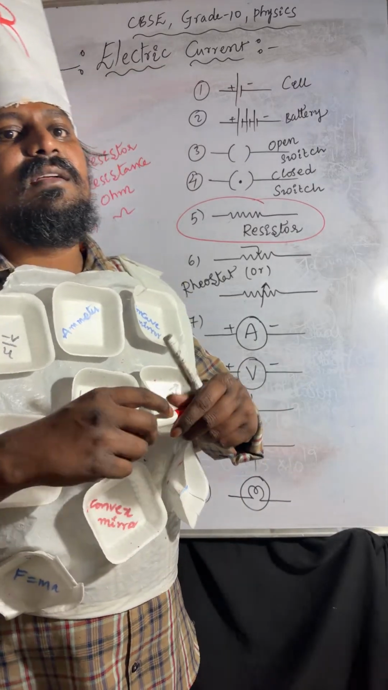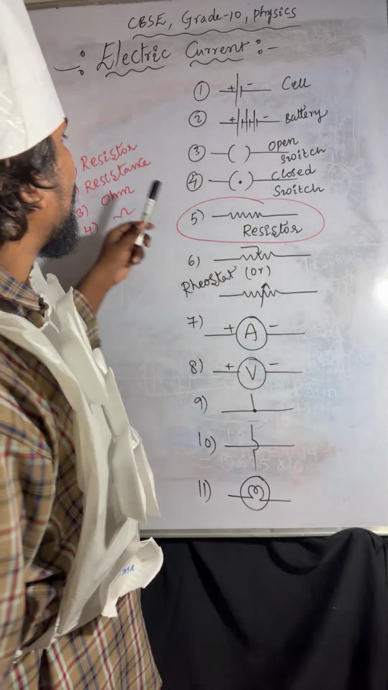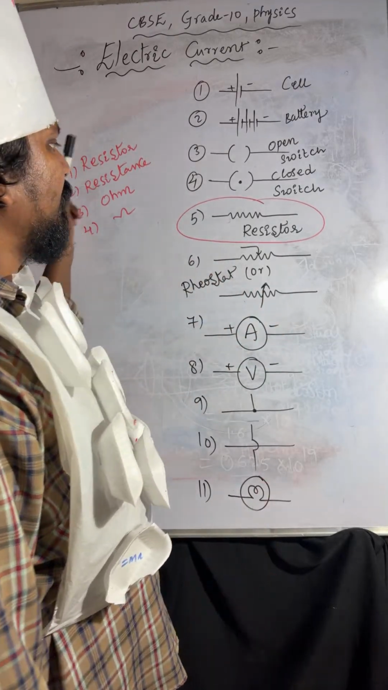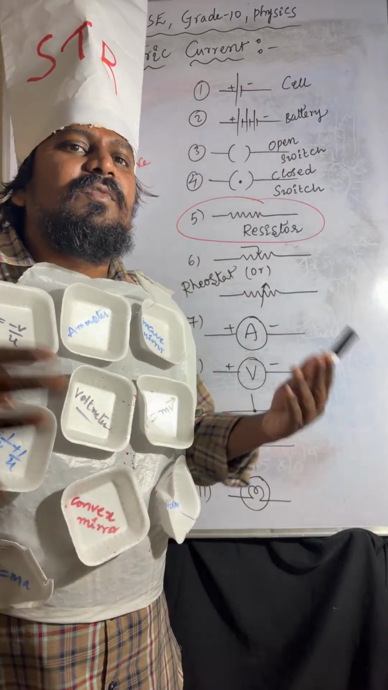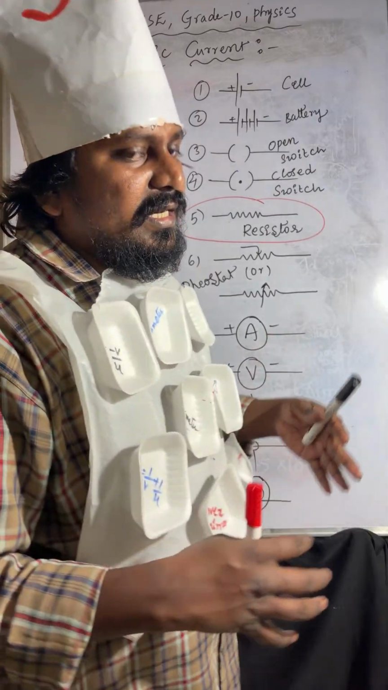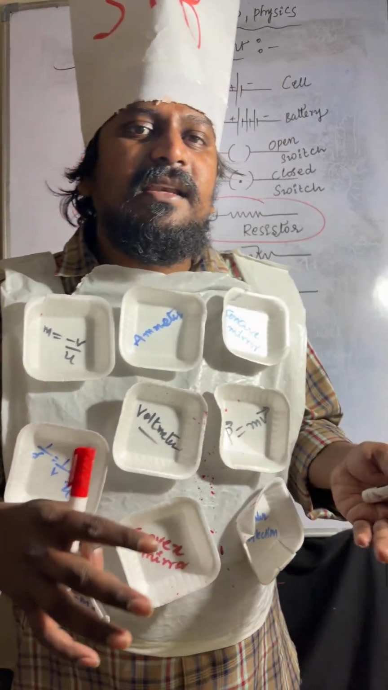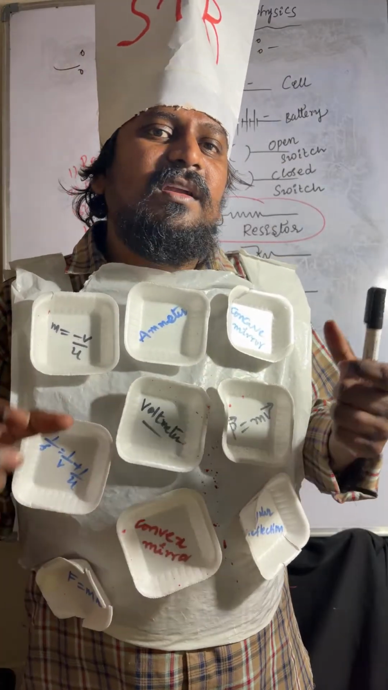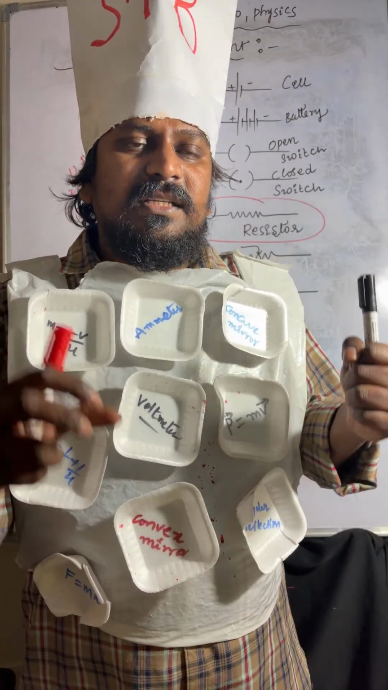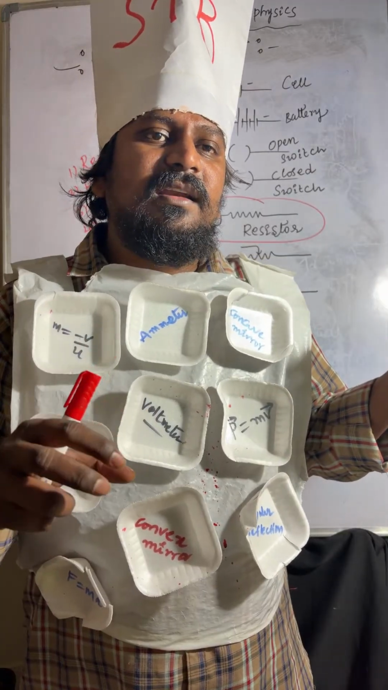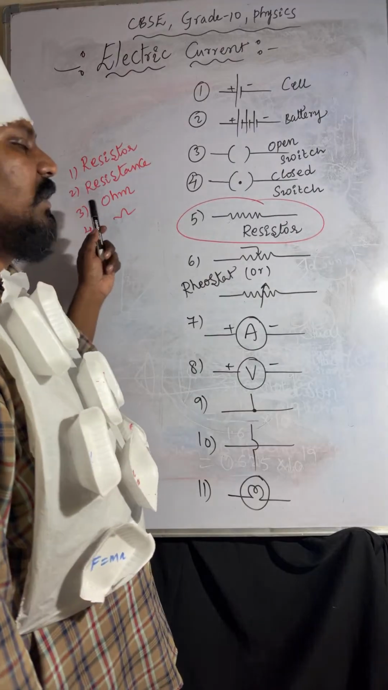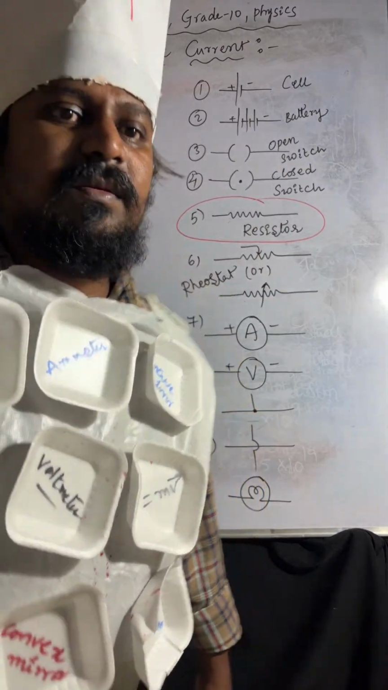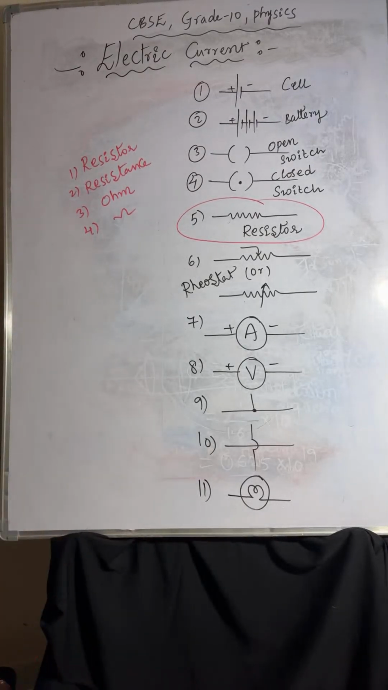Observe here one thing. Resistor is a device which is used to oppose electric current. Resistance is the phenomenon of opposing the electric current. The SI unit of resistance is ohm. So this is the symbol for resistance. Check those electrical elements.